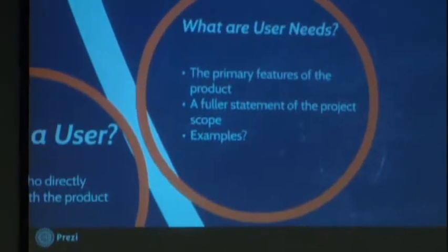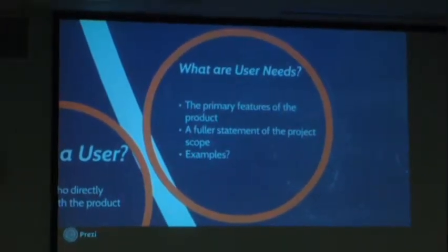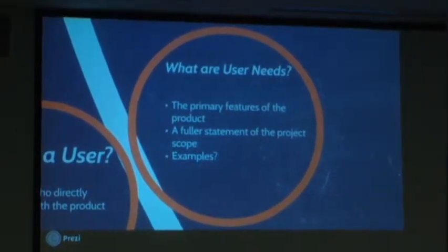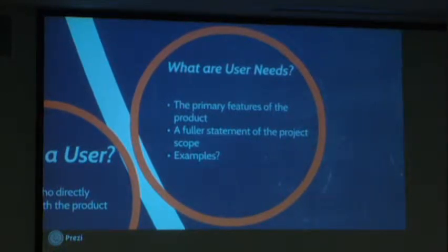So now that we've talked a little bit about who users are, what does a user need? A user need is very simply the primary functions of the device, right? Or sorry, not functions, but features. What are the features of the device? What should it do? How should it look? How big should it be? Things like that. And it's a fuller statement of the project scope.